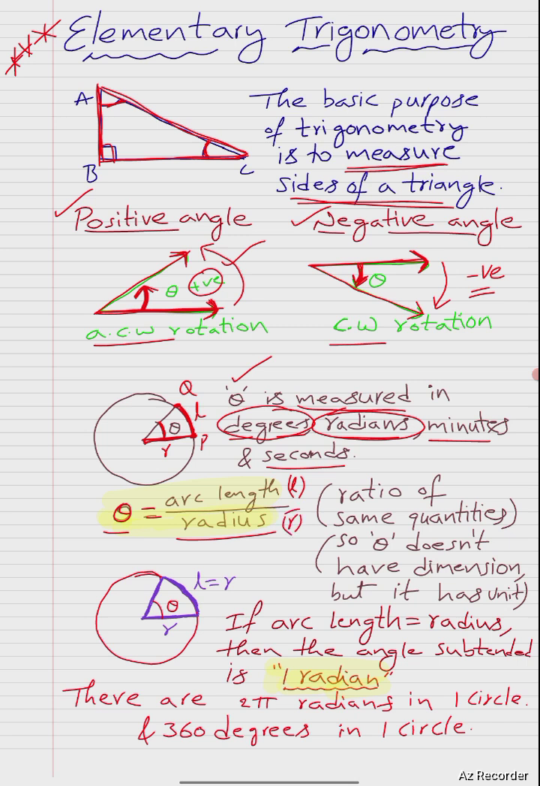Okay. Now, since length has unit meters and radius also has unit meters, they get cancelled. So theta doesn't have any dimension. It has unit. Theta has unit: degrees, radians, minutes, seconds. It has unit, but it doesn't have any dimension because it is a ratio of same quantities. Length is in meters, radius is in meters. So since it is a ratio of same quantities, it doesn't have dimension, but it has unit. Remember this point.